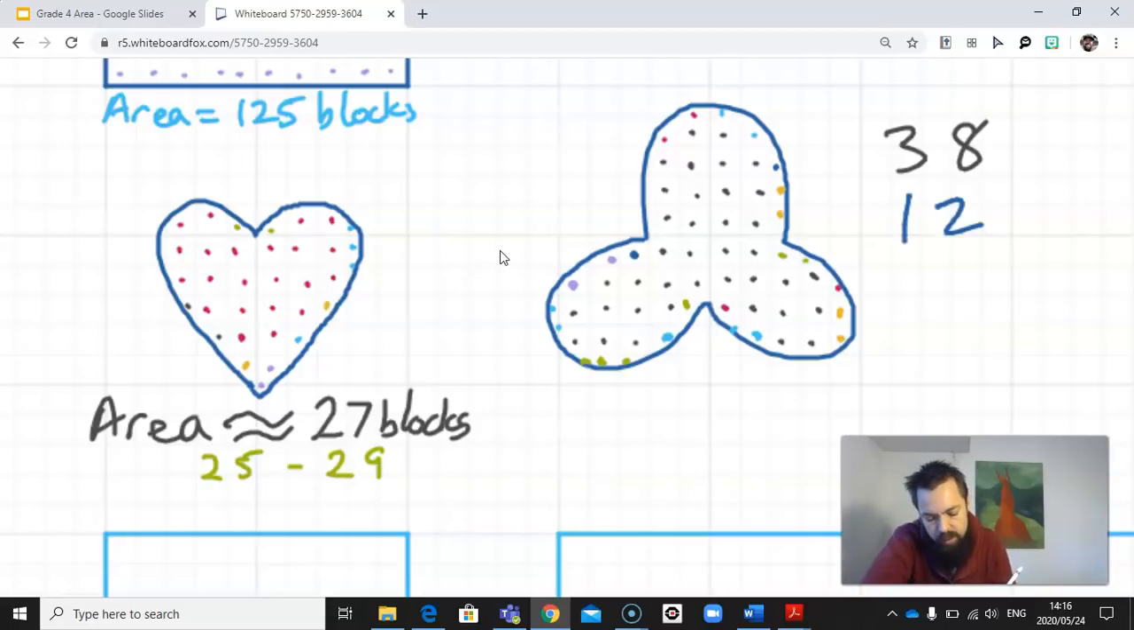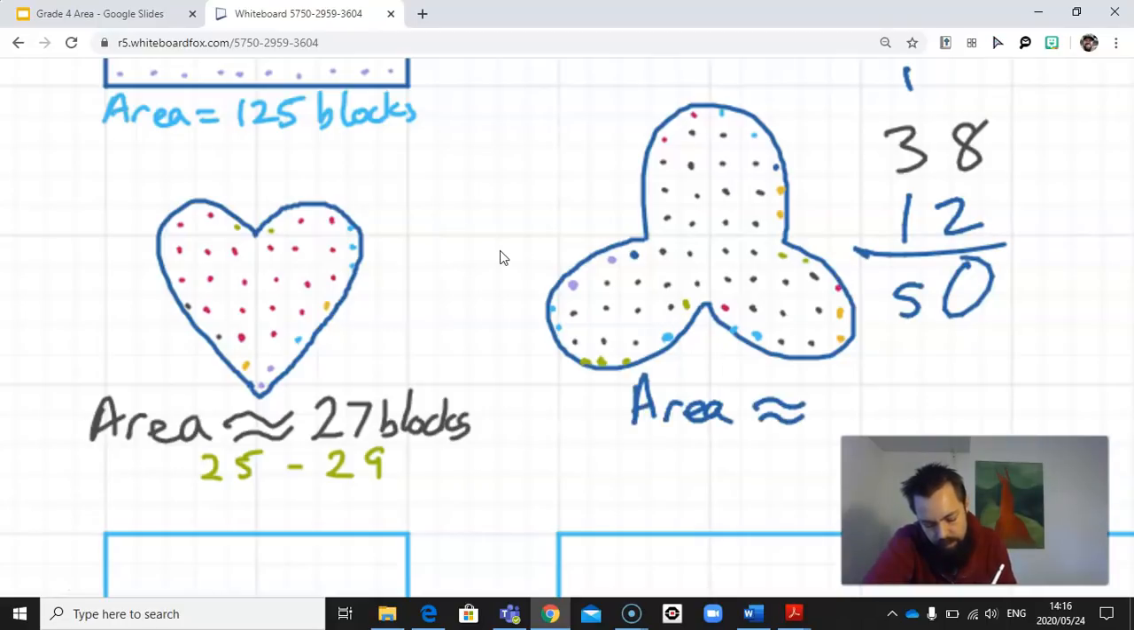So I think it came to about 12. I might have to double check that, but that means that roughly, if I add those together, it comes to 50. So the area is almost equal to 50 blocks. And again, I would mark correct anywhere between, I wrote 5 blocks, whoopsie, 50 blocks. Anywhere between 48 and 52, I would mark correct.